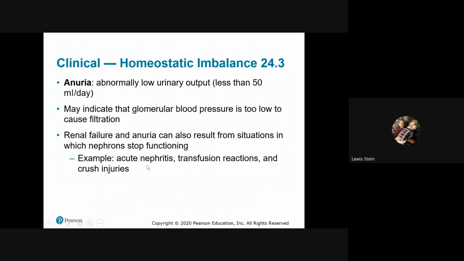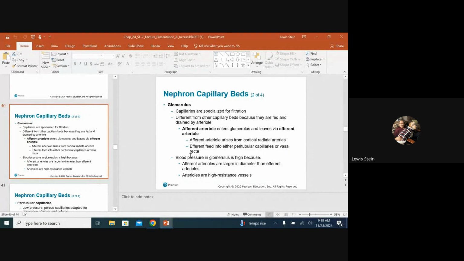Is there some type of kidney reaction? Transfusion reactions, all the blood that sort of, remember their name was agglutination, clumps up. All those clumps, crush injuries certainly play a role in that. And that covers everything in that particular PowerPoint. So we move on. We're making good progress here.